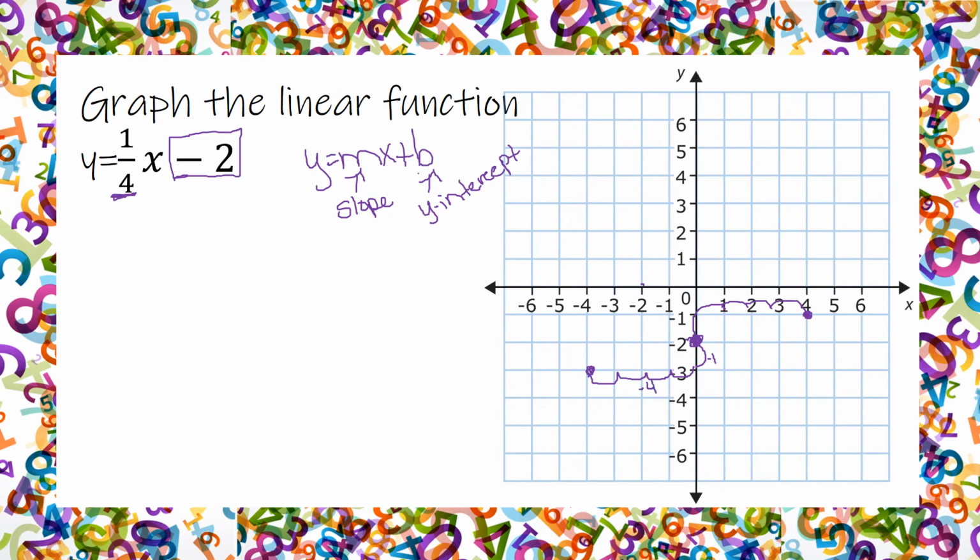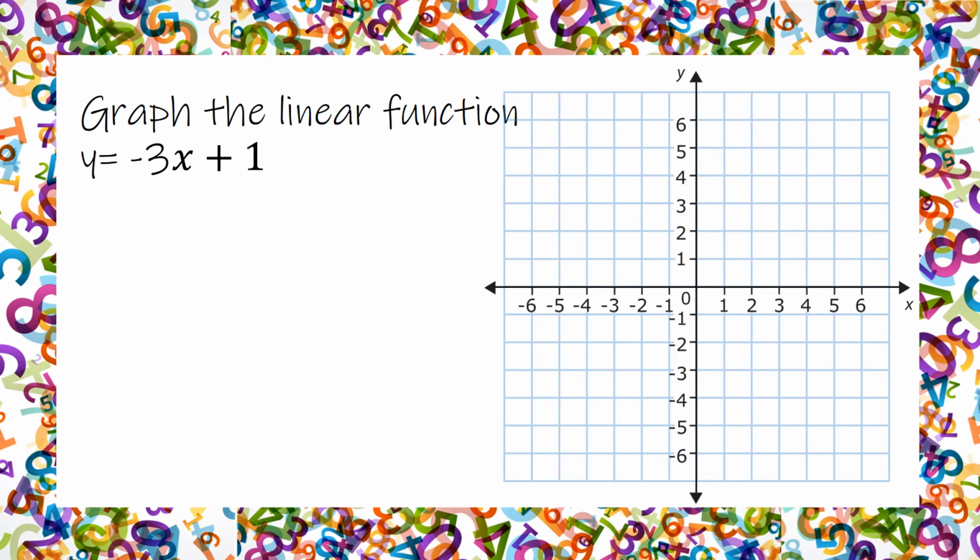Because negative 1 over negative 4 is the same as positive 1 over positive 4. There we go. Sorry, that line's not completely straight, but you get the idea. All you need is 1 point in addition to the y-intercept to graph the line, but I like to go both ways so that we can kind of get a straighter line that way.